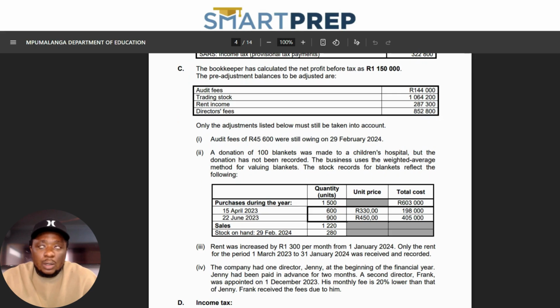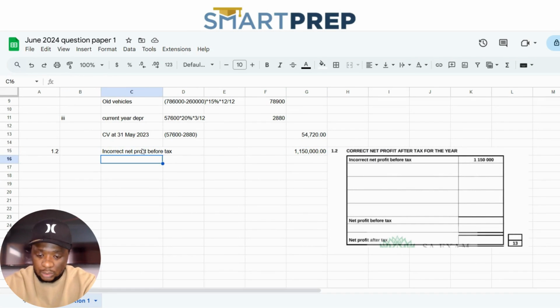If you remember, our matching principle when it comes to GAAP principles is that we need to ensure that we match expenses with the year in which they belong. So if we owe 45,600 on 29th February 2024, that must be relating to the work done in the 2024 financial year. And so as a result of that, we would take into account that 45,600 in our calculation. So firstly, audit fees. Now, audit fees is an expense, so it would decrease profits because it hasn't yet been taken into account.